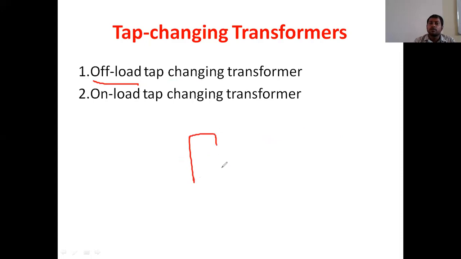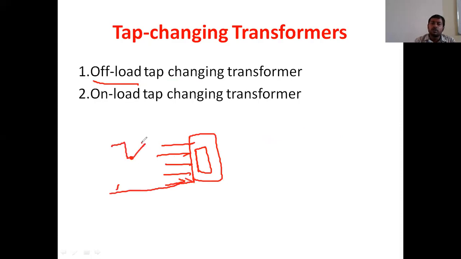For example, on the primary side we have tappings like this, and this is the input side. This is at the bottom. This is tapping position 1 2 3 4. Presently we are working at one position, and the load is available here. If you want to change the tapping position from 1 to 2, then we need to disconnect this load and change the tapping position from 1 to 2. So nothing but in the absence of load, we need to change the tapping position.